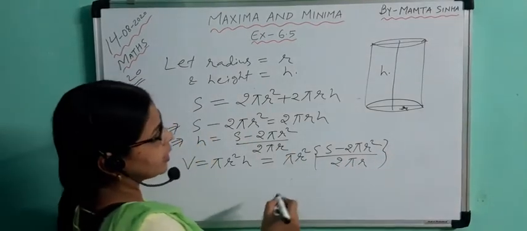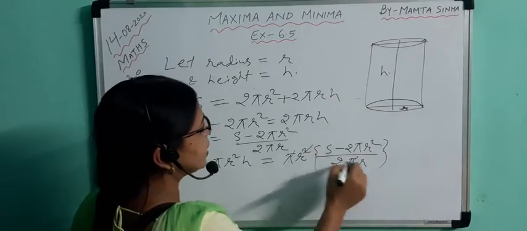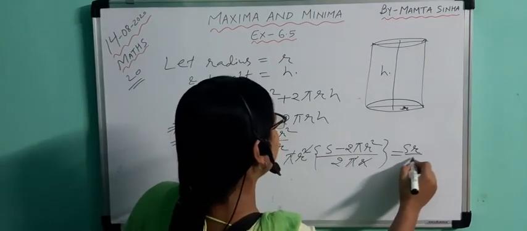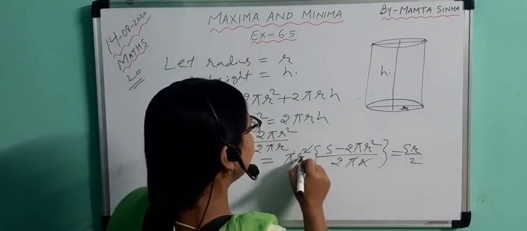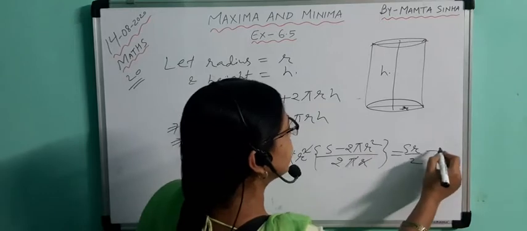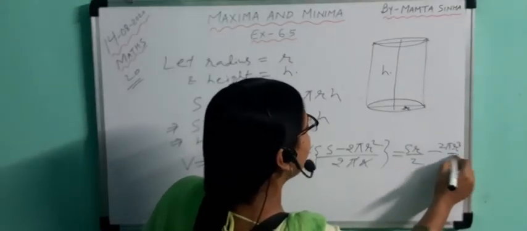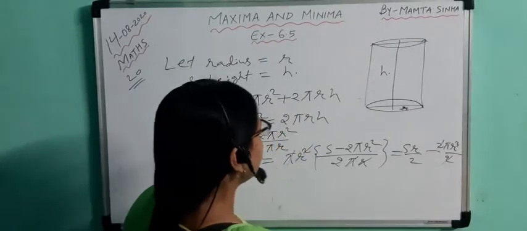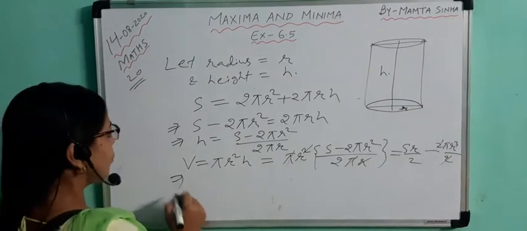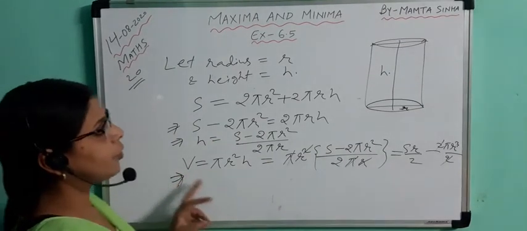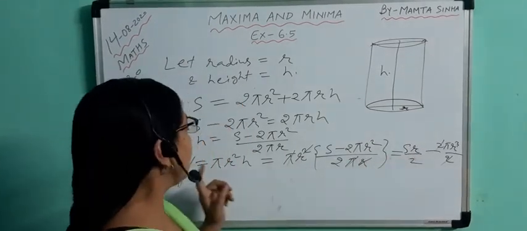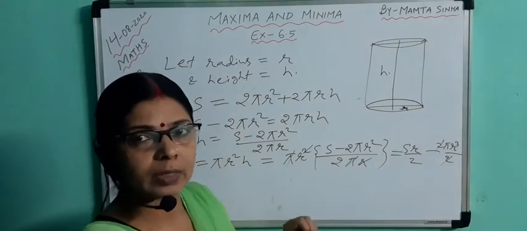Now after simplification, pi cancels and one r also cancels. So we have first term Sr by 2, and then minus 2 pi r cube by 2, so the 2 cancels, giving pi r cube. Now, for maximizing this function, we have to differentiate this function with respect to r, as volume is a function of r. So, for the critical point, we have to differentiate this function with respect to r.